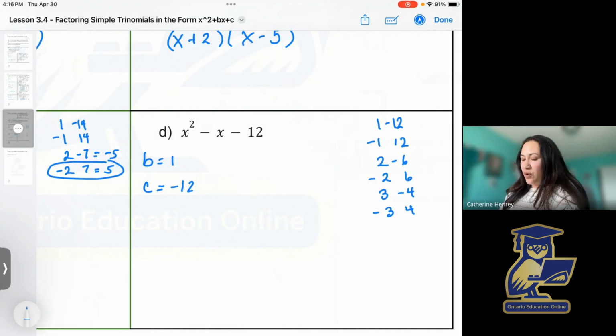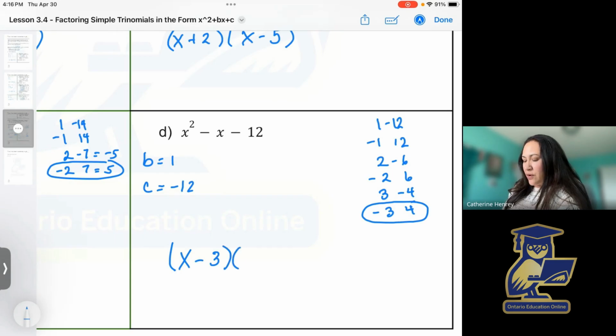So now which ones add to give you 1? We can go through and add them all together, but now that you get the hang of it, I recognize here that negative 3 and positive 4 would add together to give me positive 1. So identifying those factors now, x minus 3 and x plus 4 is all you need to write in your brackets.